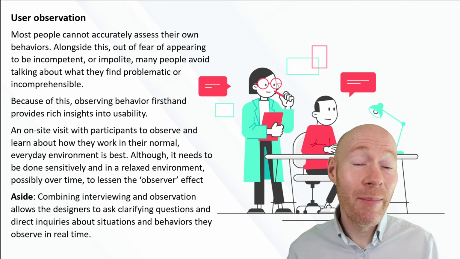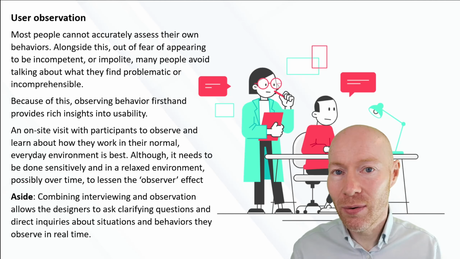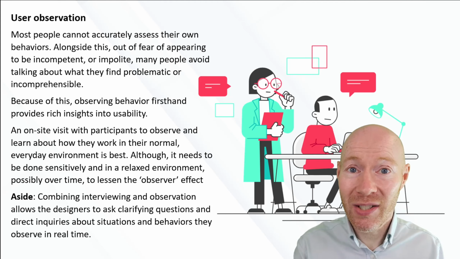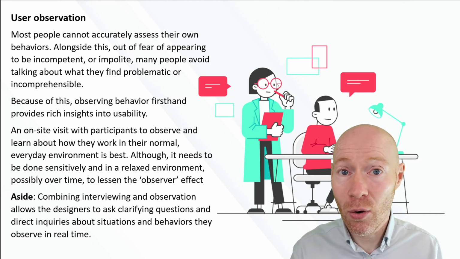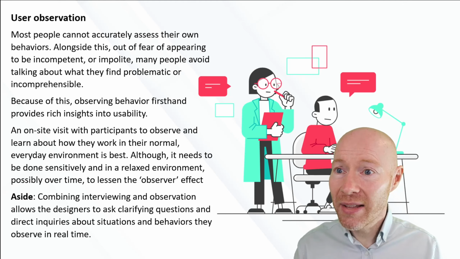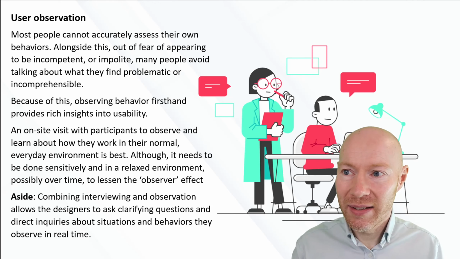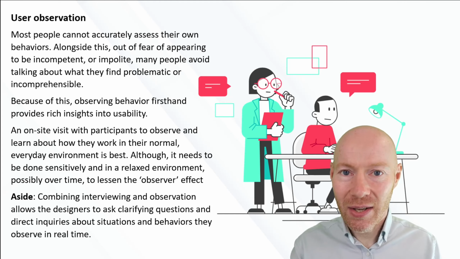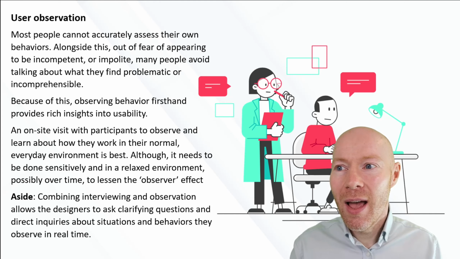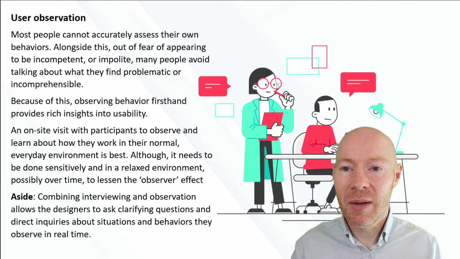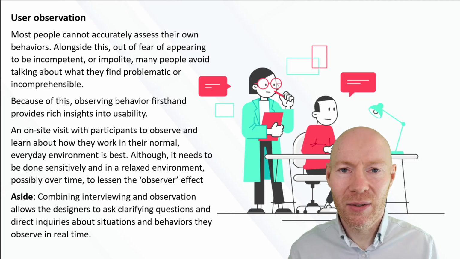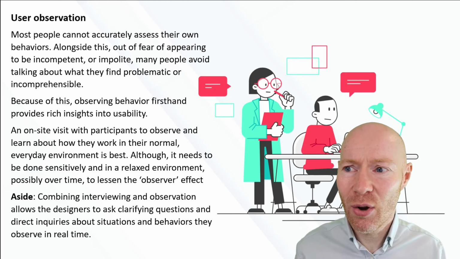Because we know there are limitations to simply talking to the user, it's also useful that we explore user observation as another technique for understanding the goals of our users. The reason for this, to reiterate, is that if we're asking users direct questions, they will not want to come across as appearing to be incompetent. They won't want to come across as appearing to be impolite. And that means that difficult or problematic topics, quite often people are not that willing to talk about them.